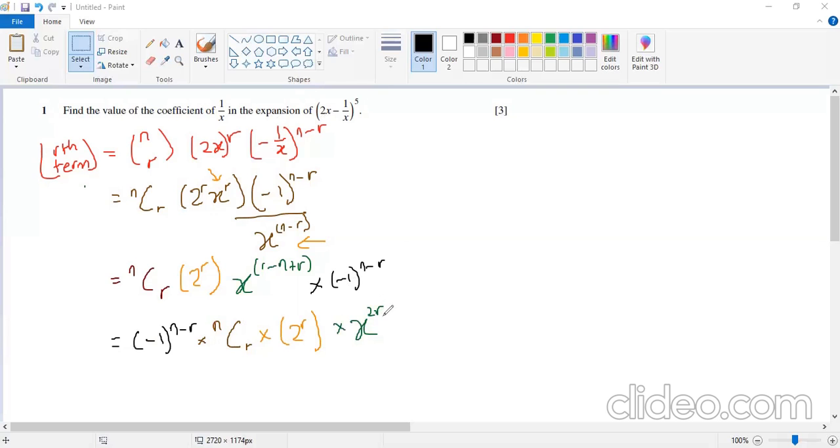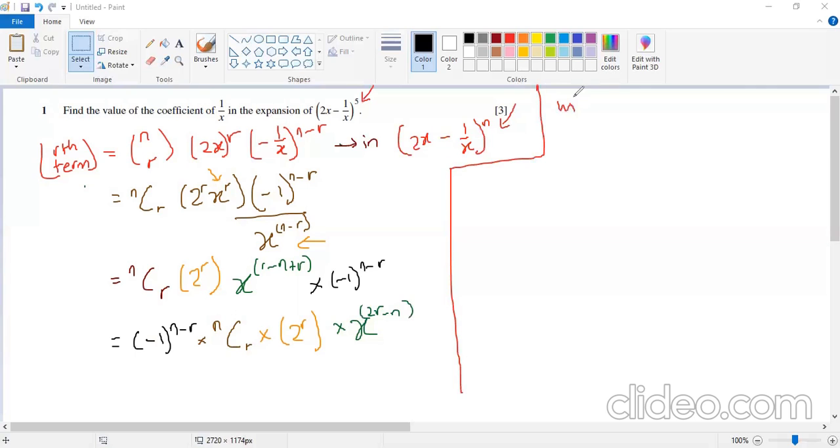Being that said, this is set up generally for the coefficient of the rth term in 2x minus 1 over x to the power of n. I didn't mention it very clearly, sorry. So I did a more general term. Now let's link these things together. We choose n equals 5, so I'm just going to do it here with n equals 5.